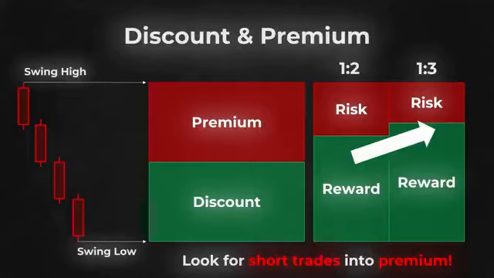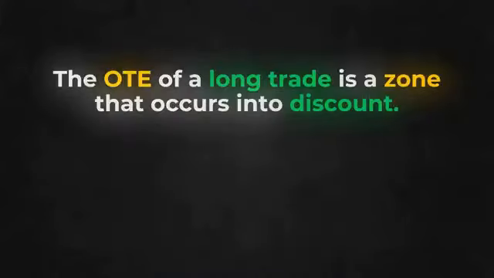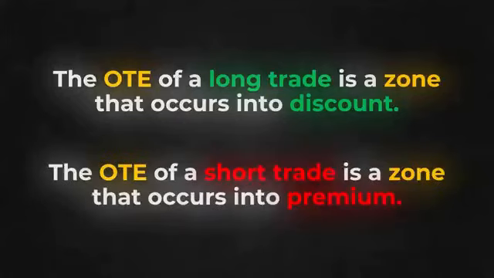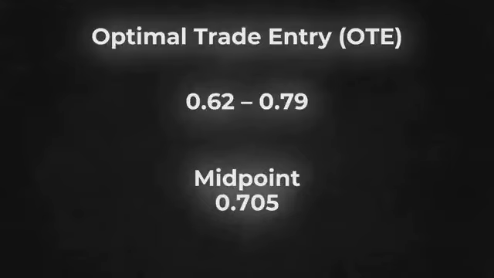Directly related to the idea of premium and discount zones, we have the concept of OTE, which is short for optimal trade entry. The OTE is a specific Fibonacci retracement zone that will fall in the discount zone for a long trade entry or in the premium zone for a short trade entry. This specific Fibonacci retracement zone is from 0.62 to 0.79. The midpoint of this zone, which is 0.705, is also highlighted.